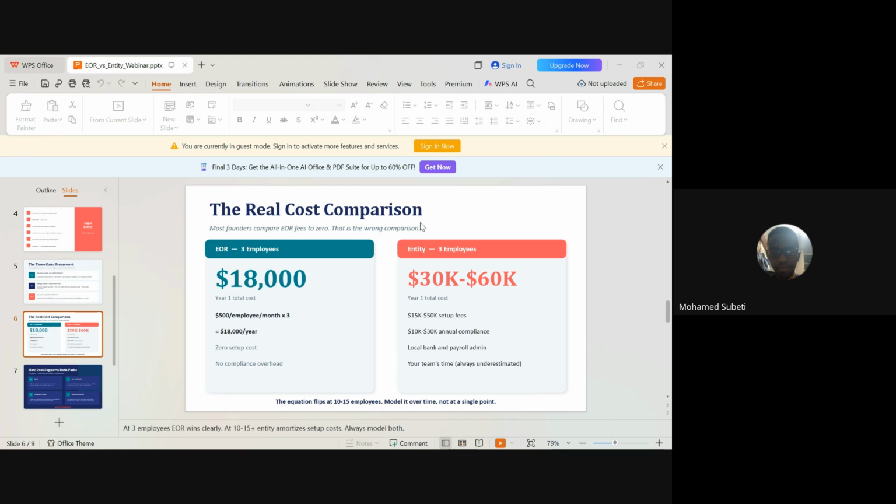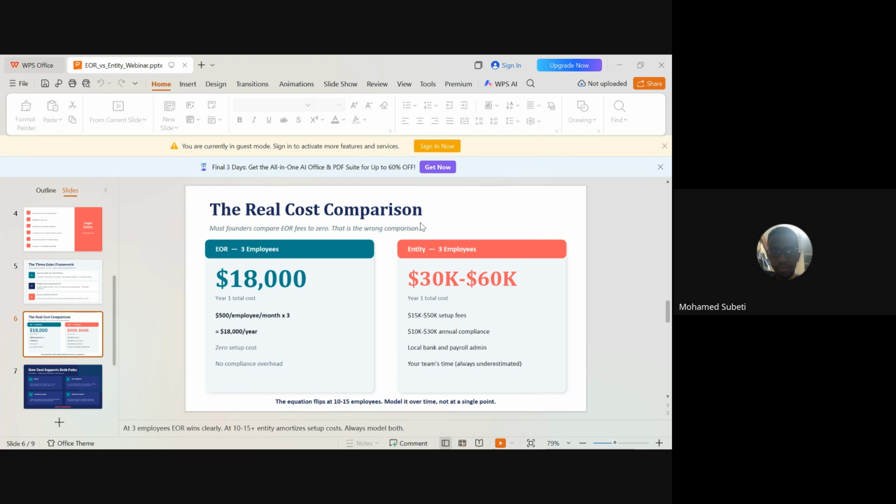Entity costs include legal setup fees, call it $15,000 to $50,000, depending on your jurisdiction. Annual accounting and compliance ranges from $10,000 to around $30,000 per year. Local payroll software or administration. Potential requirement for a local director or a registered agent. Your team's time managing it. This one is always underestimated.